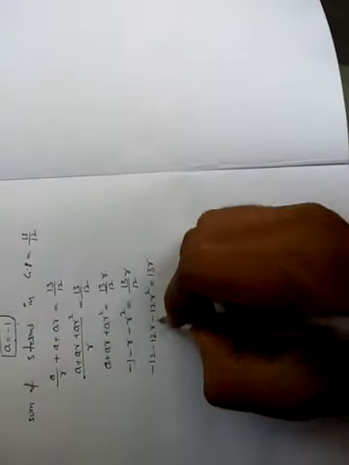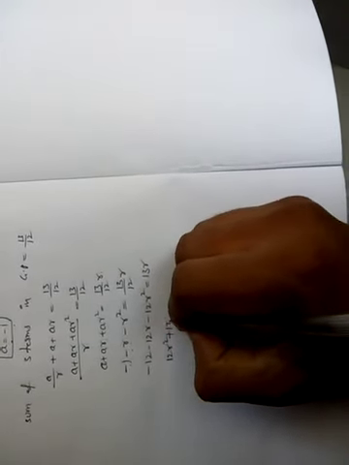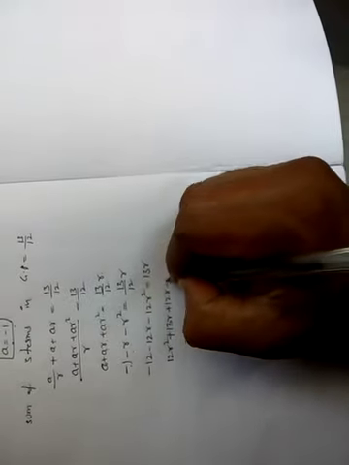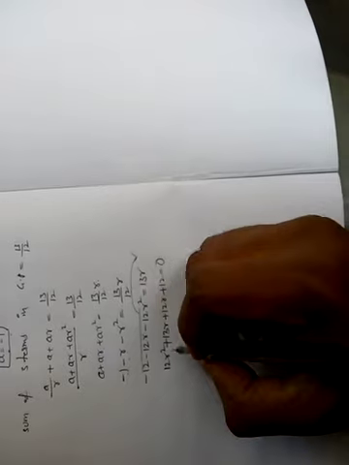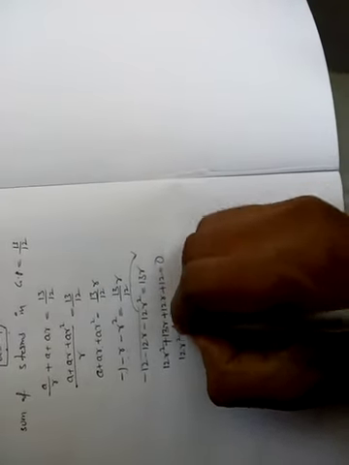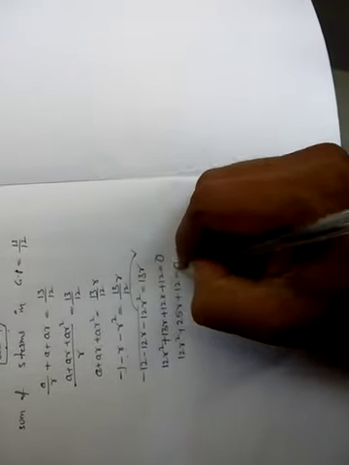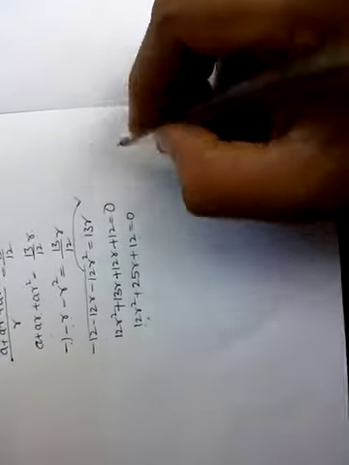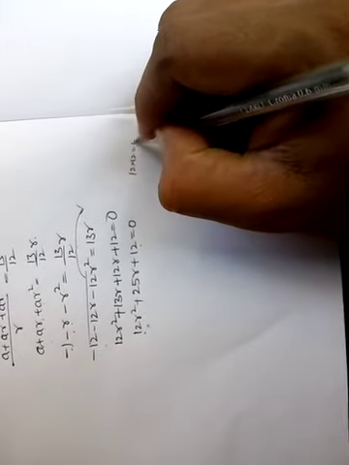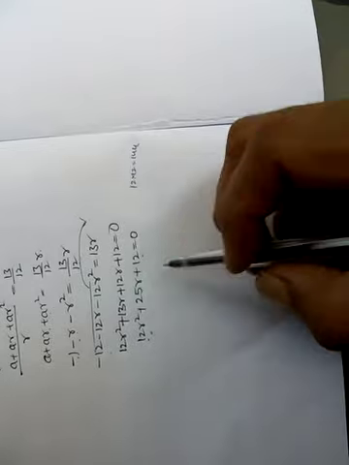Okay, so all these terms are transferred to this side. 12r square plus 13r plus 12r plus 12 equal to 0. So 12r square plus 25r plus 12 equal to 0. Now this is a quadratic equation. Now resolve into factors. Product is 144, 12 into 12, 144, and sum is 25.